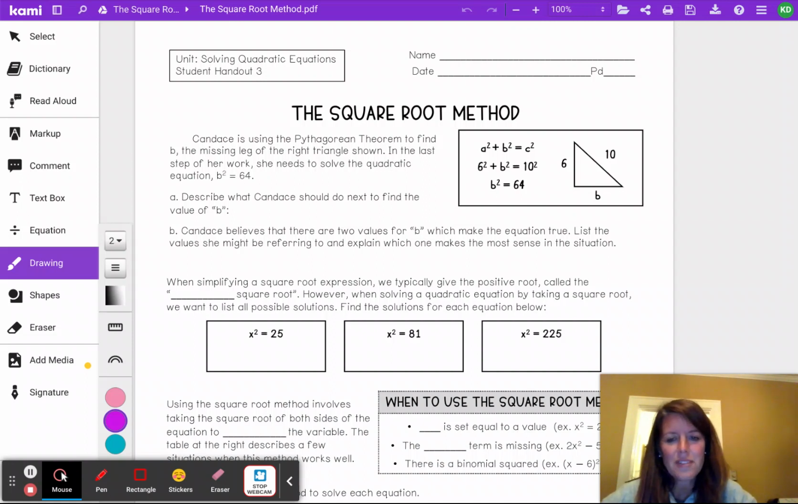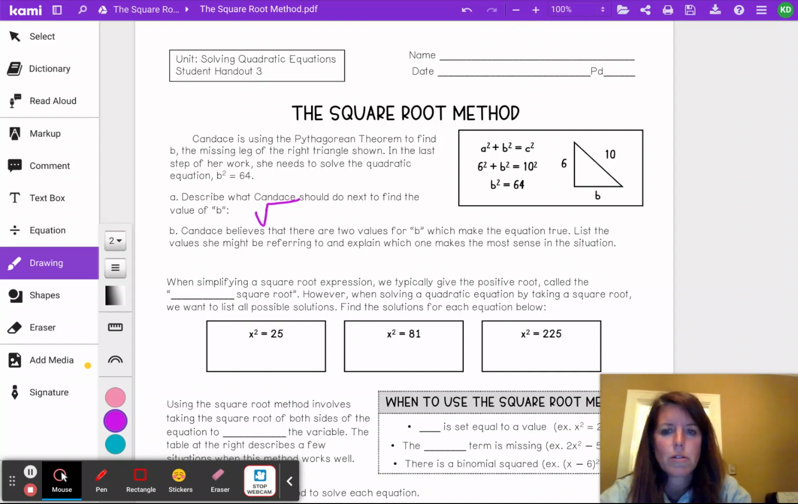So anyway, let's do the square root method. All right, so Pythagorean theorem, you thought you were done with that. But Pythagorean theorem is what Candace is using to find the missing leg of her right triangle. In the last step of her work, she needs to solve this quadratic equation, which is b squared equals 64. Hopefully you know what you have to do to solve that last step. Just take the square root.